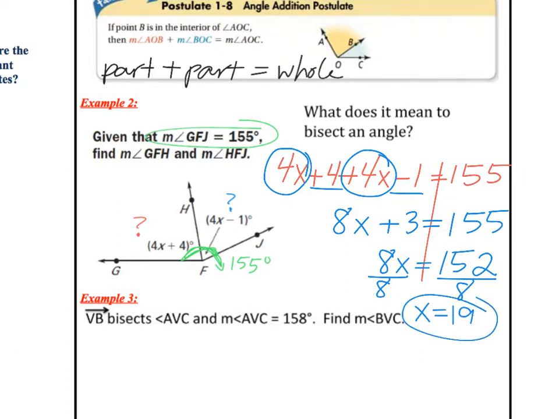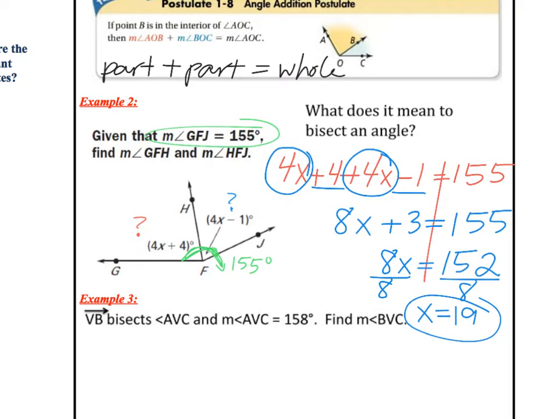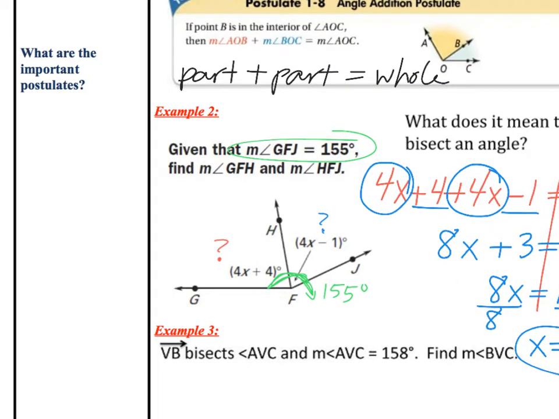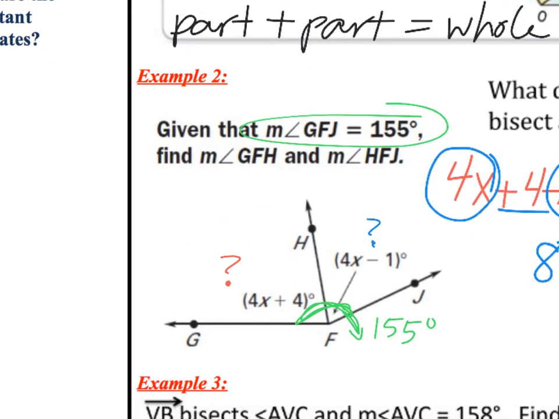Are we done with the problem? No, because it said to find the measures of those two angles. Since we put the question mark there, we remembered that. Maybe it helps me. So now you go back to 4x plus 4, and we're going to substitute 19 into that expression, 4x plus 4. So 4 times 19 plus 4. Go ahead and multiply by 19 and then add 4.